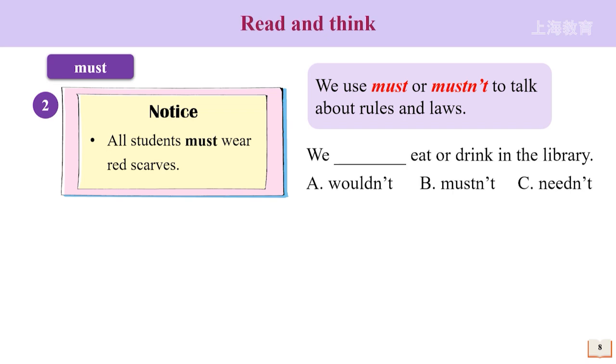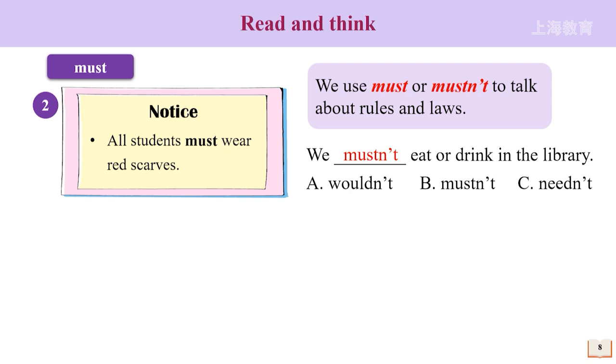Can you choose the best answer? Can we eat or drink in the library? No, it is a rule. So we choose B, mustn't, instead of wouldn't or needn't. Here, we can use can't as well. Still, mustn't is the best choice.